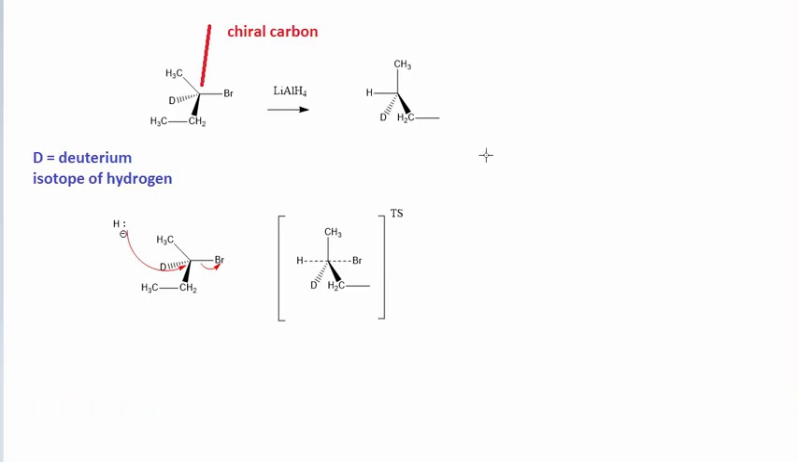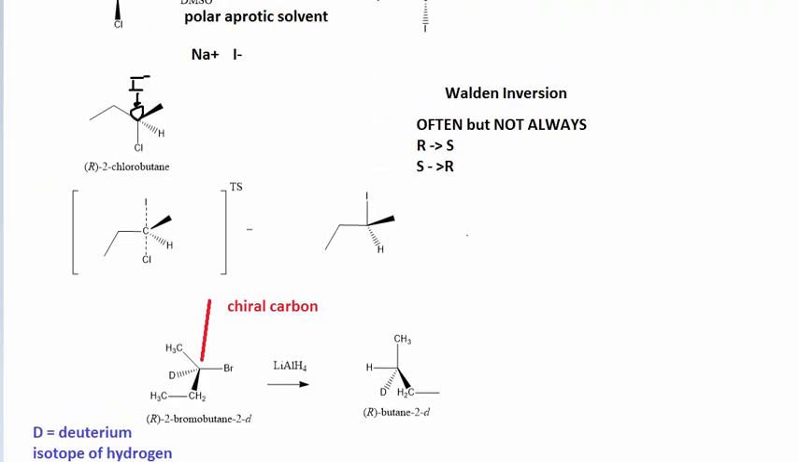So what I'll tell you from ChemDraw is the name of this is R-2-bromobutane-2-d. Don't worry about the nomenclature, that doesn't matter. What matters is the fact that this is designated R, but after, the product is also designated R. So the point I'm trying to make is the same point I was trying to make up here. Walden inversion often goes from R to S or S to R, but does not always go.